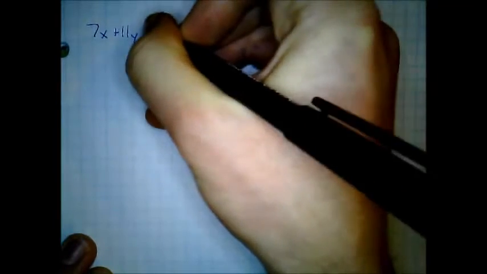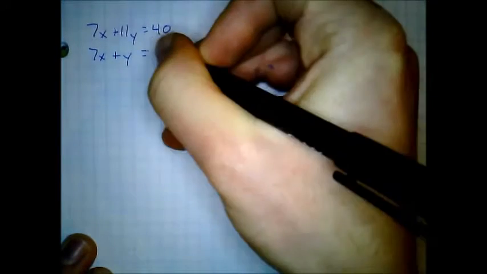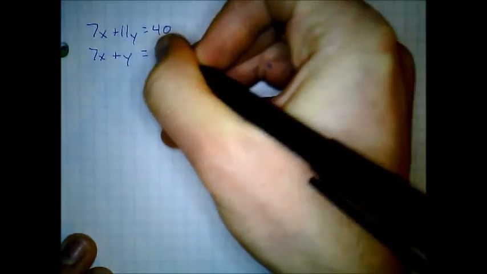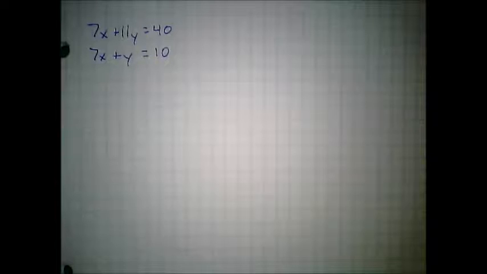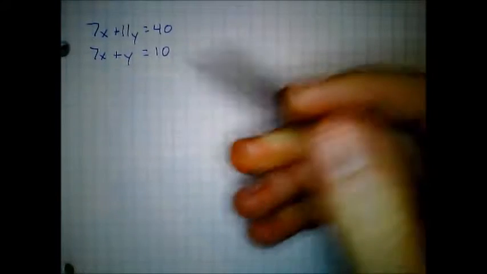So, 7x plus 11y equals 40. 7x plus y equals 10. So we notice again, these are both in standard form. So we're going to use elimination to solve it.